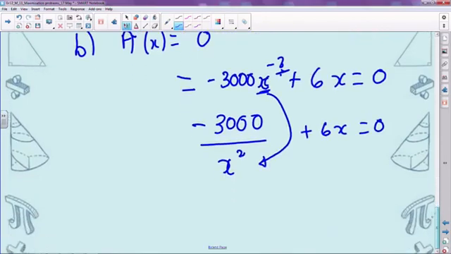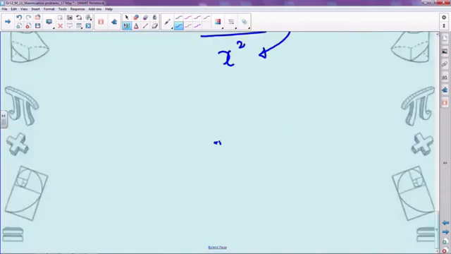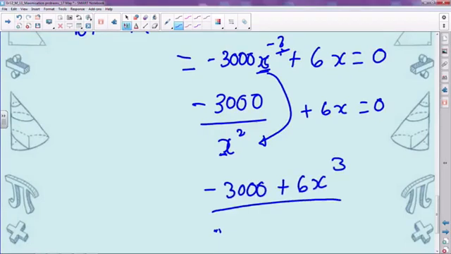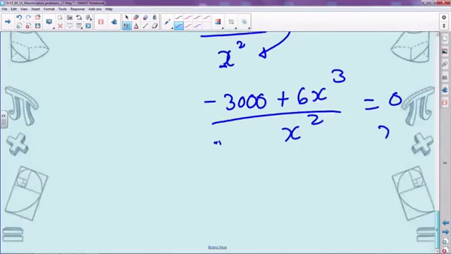Now we are dealing with an equation, so in order to simplify this or to get an answer to this, what we need to do is to find an LCD, a lowest common denominator. I see my denominator is x squared, so I'm going to times through by x squared, and I get minus 3,000 plus 6x cubed all over x squared is equal to 0. And provided that x is not equal to 0, we can leave the x out. We times through by the x squared, so we get minus 3,000 plus 6x cubed is equal to 0.